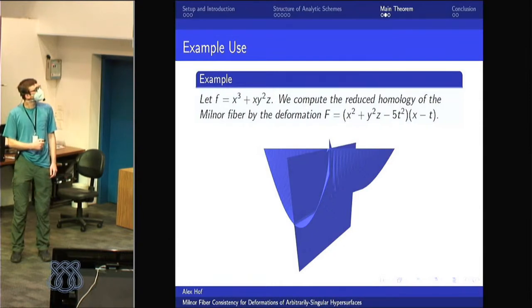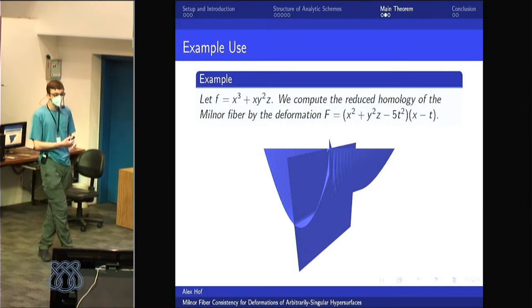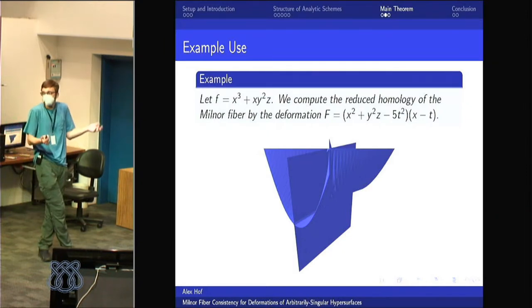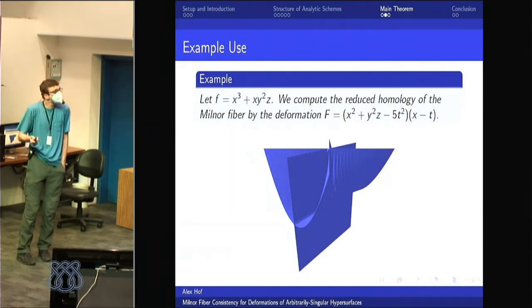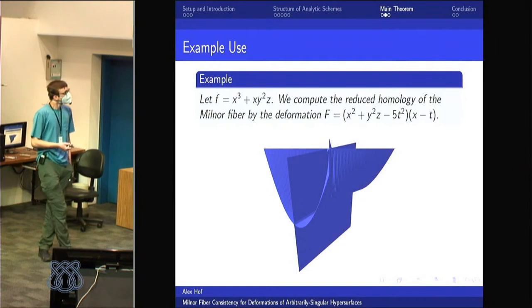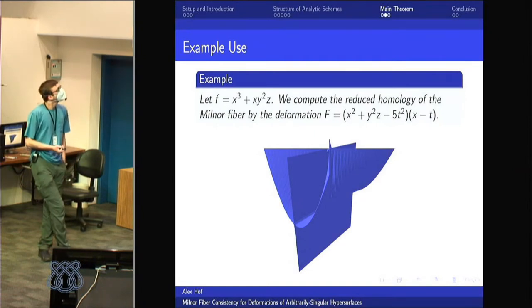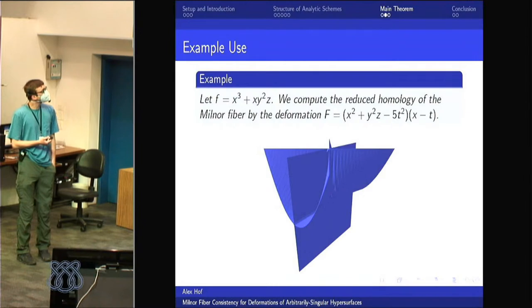But you can show that if you put a different parameter here, x squared plus y squared z minus s times x minus t, if you have a deformation like this with two parameters, you can just plug this into Macaulay2 or Singular or Oscar, whatever your favorite computer algebra system is, and check that this is flat. And then here I've chosen to restrict to a one parameter family just to make the pictures a little easier and avoid extraneous baggage. So our hypersurface looks like this.